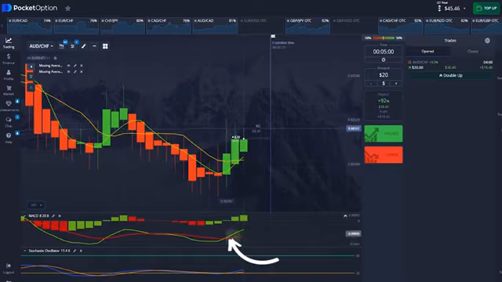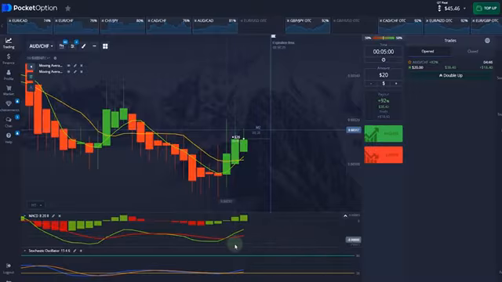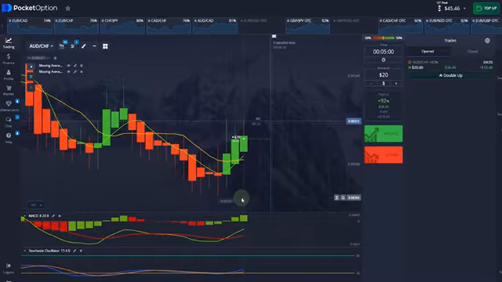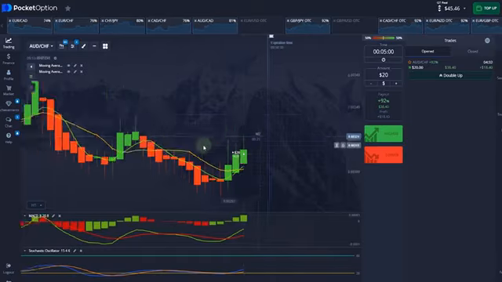We also see our MACD crossing over at this particular level, and also right here, our stochastic oscillator is crossing over. This is a very good confirmation for me to know that this particular market is going on an uptrend confirmation. I hope you are getting it right.